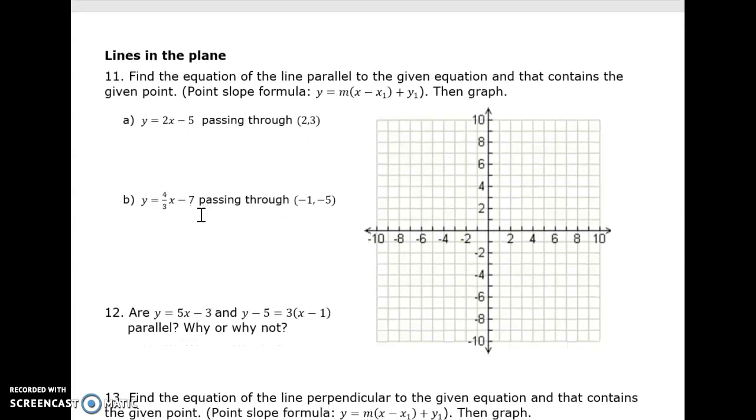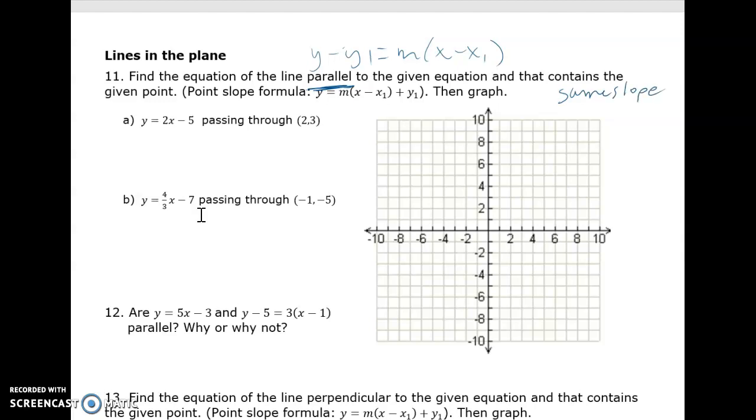Lines in the plane. To find the equation of a line parallel, we need to use our point slope formula. Now I gave this one over here. You can also use y minus y1 equals m times x minus x1. That's the way we can do this. So point slope formula using the equation of the line. I just need to make sure that I'm inputting my point correctly. Okay? And I also have to make sure that I find my slope. So when it says line parallel, that means same slope.